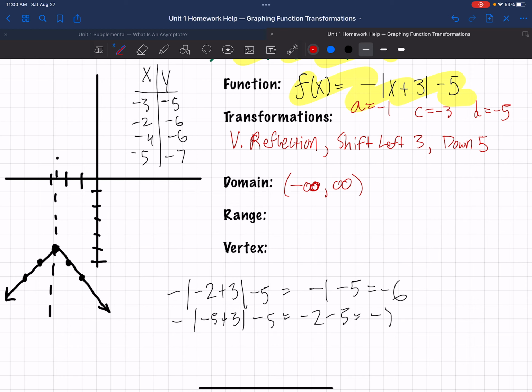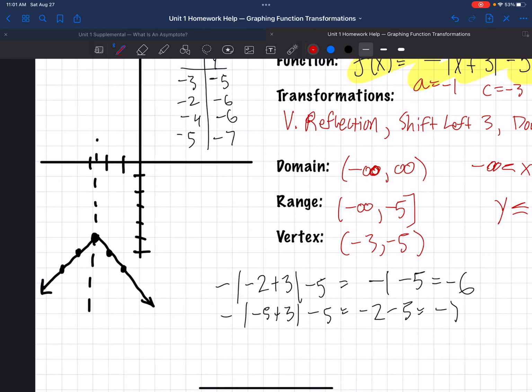It's all real numbers. The range, it points downwards towards -infinity, and it goes up to, what is that point? -5. So it goes up to -5. We'll put a bracket. Again, in interval notation, this is x is between negative and positive infinity, and y is everything less than or equal to -5. And then my vertex is so gracefully at -3, -5. Beautiful. Done with that one.